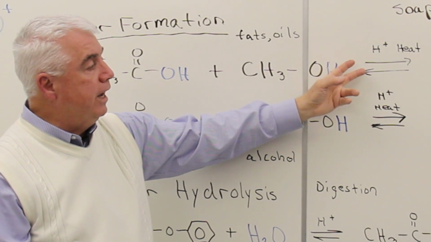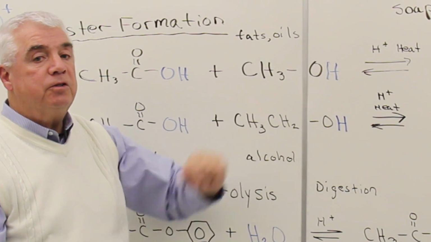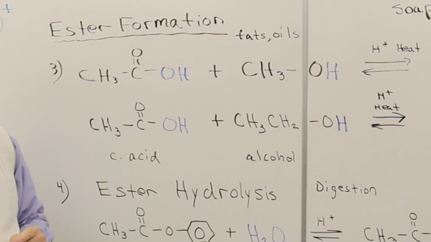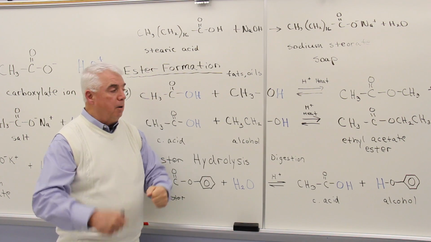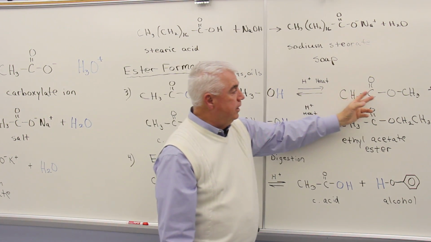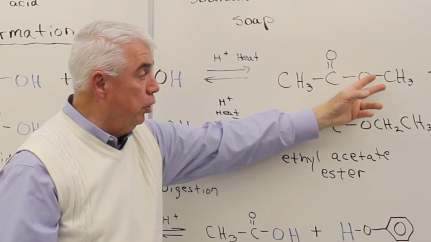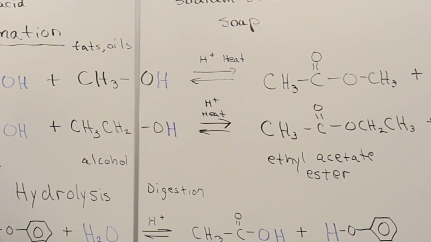It's a reversible reaction. Over the arrow, I've got acid and heat. Acids like to dehydrate things. And so as it pulls the water out, a water molecule from between these two structures, a bond is formed, giving us an ester. C double bond O with an OR, or an O carbon, is our functional group for an ester.